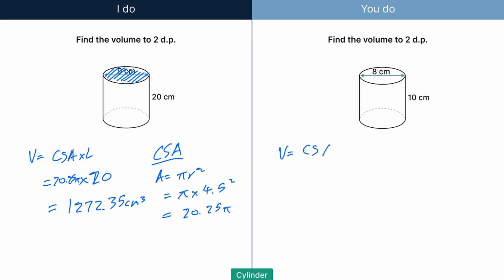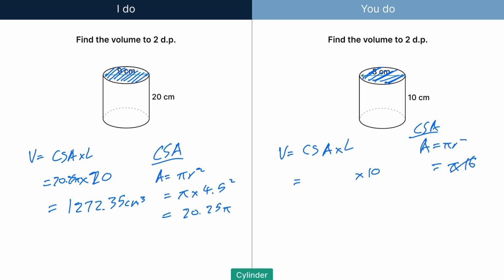So again, hopefully you've pressed pause and had a go at the example on the right. So volume is cross-section area times length. I know that the length is 10. The area of the cross-section is just pi r squared. And again, hopefully you shaded in the cross-section area. And that would be pi times 4 squared, which is 16. So that's going to be 16 pi.